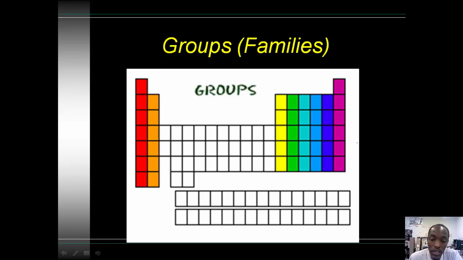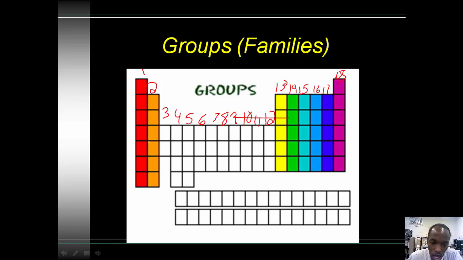Alright, the first thing that we should mention is that the periodic table has groups, distinct groups. We have a total of 18 groups. This is group 1, we have group 2, 3, 4, 5, 6, 7, 8, 9, 10, 11, 12, 13, 14, 15, 16, 17, and 18. Alright, so we have 18 distinct groups.